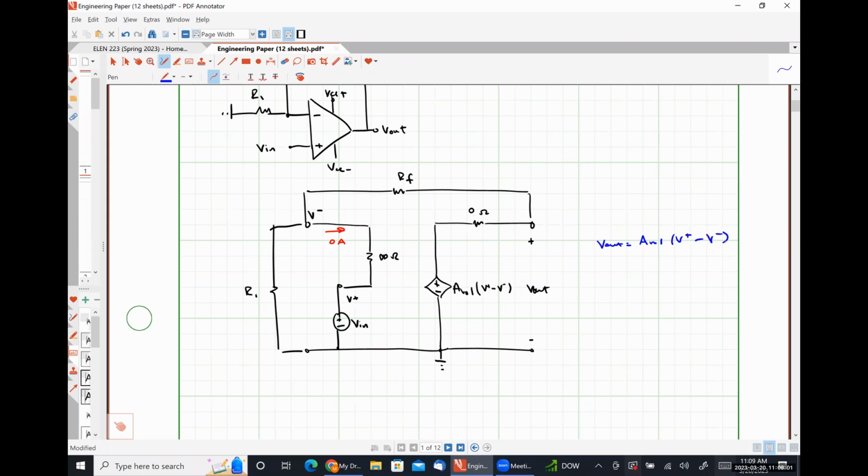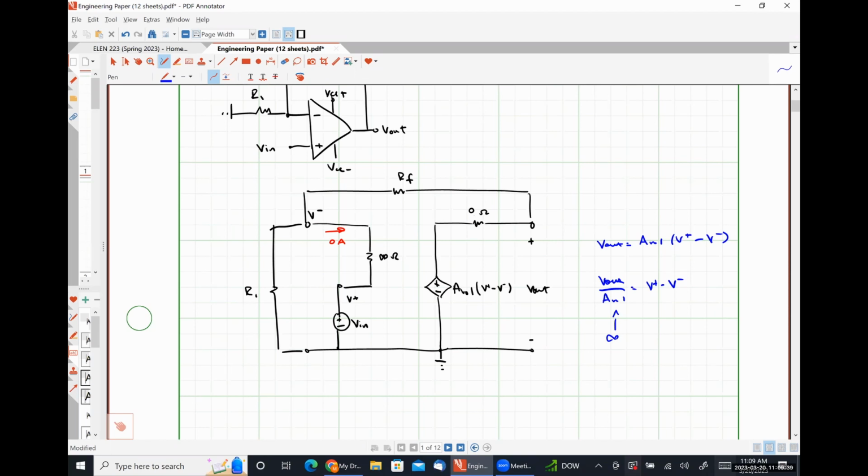And this V minus like so, which means V out over AVOL will be equal to V plus minus V minus. Well, if AVOL is infinity, any output voltage we see divided by infinity is going to look like 0, which means V plus minus V minus is equal to 0, or V plus is equal to V minus. So this is our voltage constraint relationship, and it occurs because we are assuming an infinitely small output resistance and an infinitely large open loop gain.